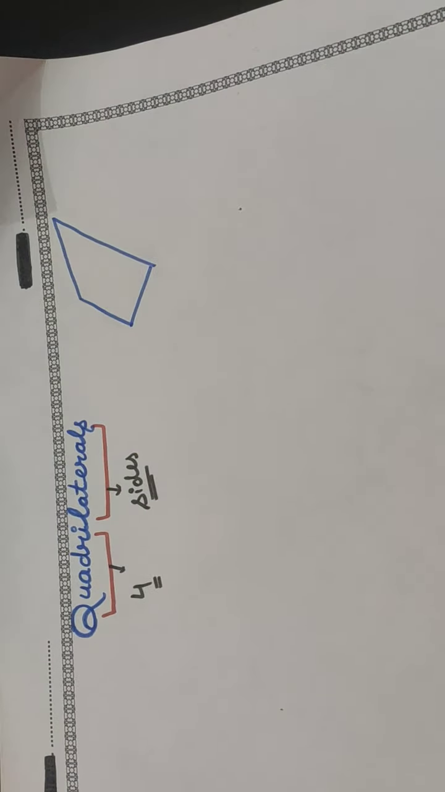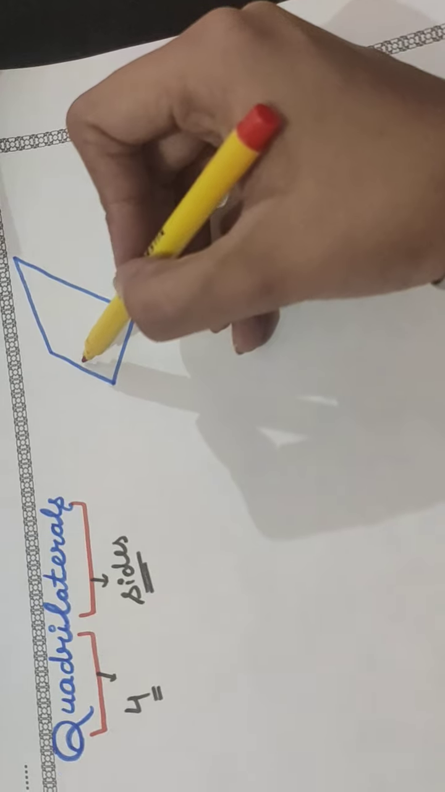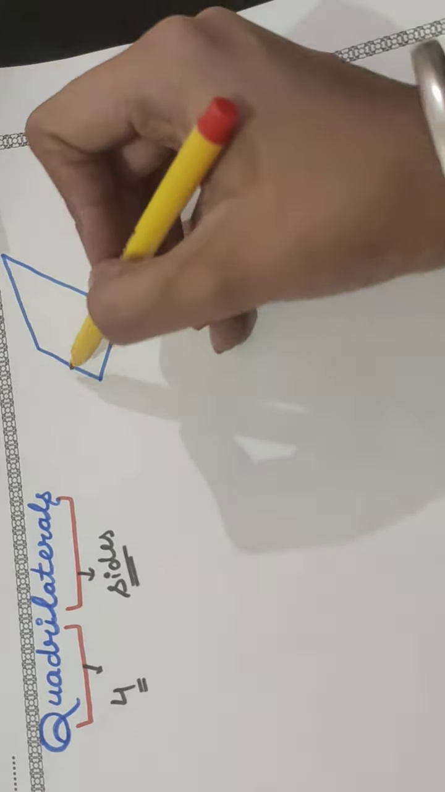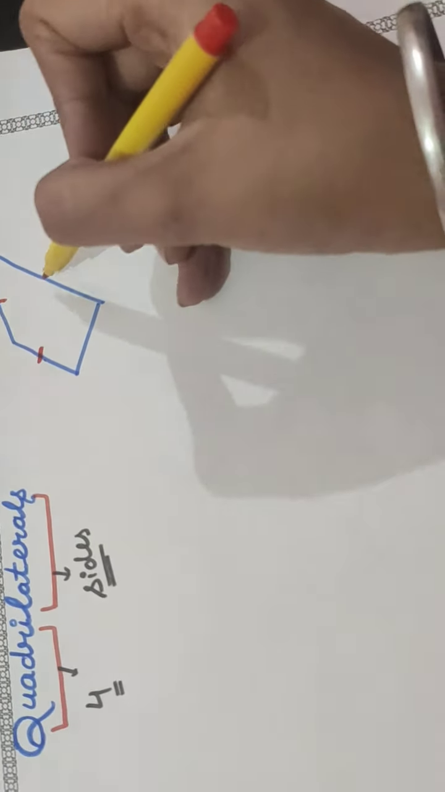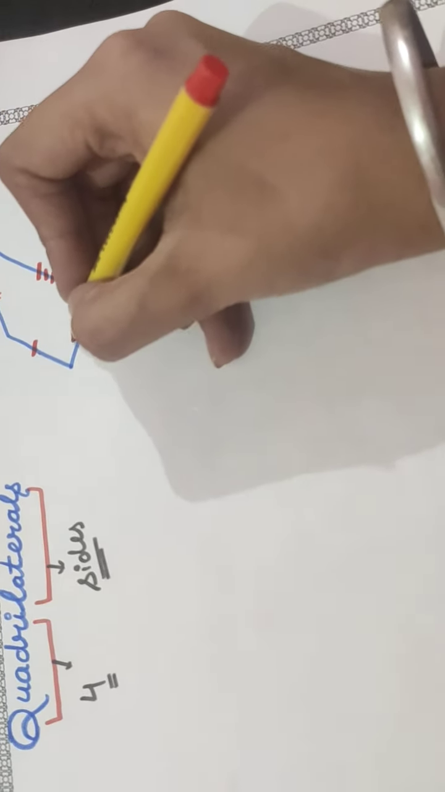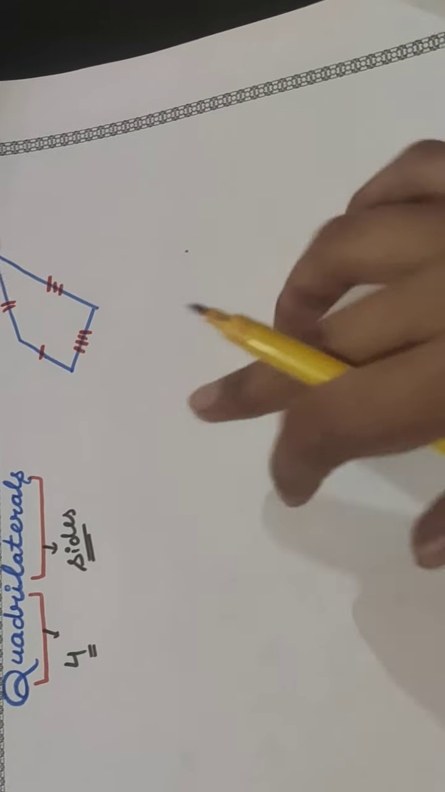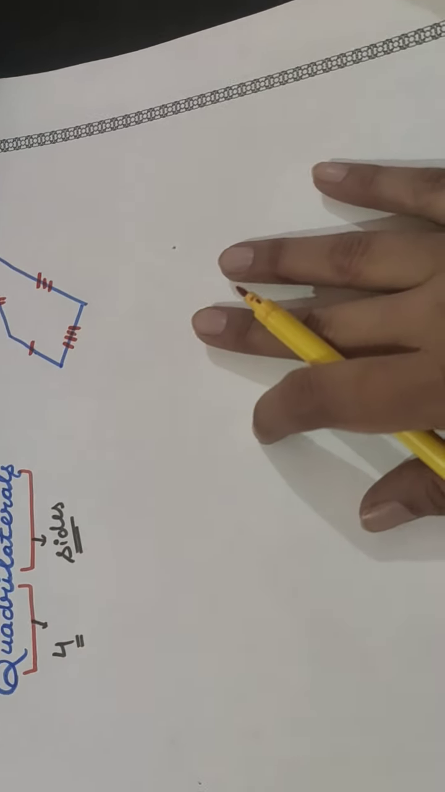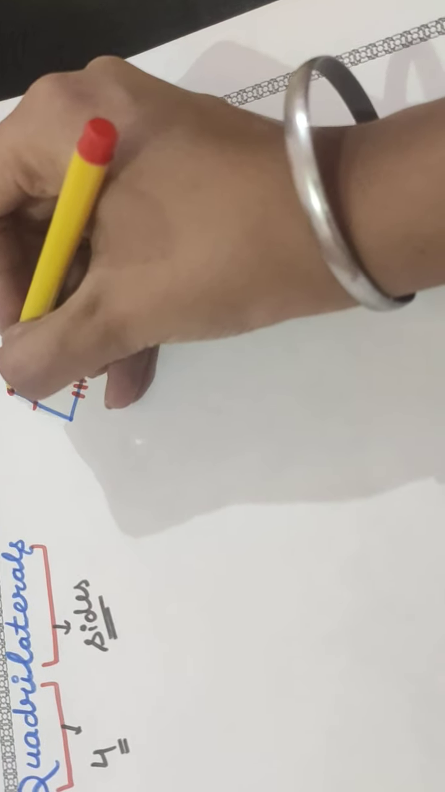Now let's draw the figure on the plane. Suppose this is a quadrilateral. Since it consists of four sides, it is a closed figure. Closed hai bacha? Four sides: 1, 2, 3, 4. Bacha, it's not necessary that they are equal, so we are representing them differently. To name that quadrilateral, we have to name these points.